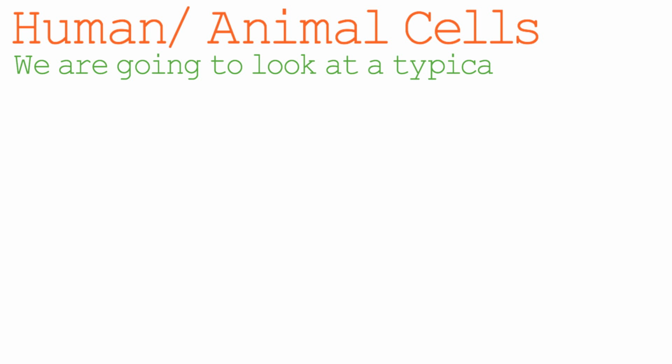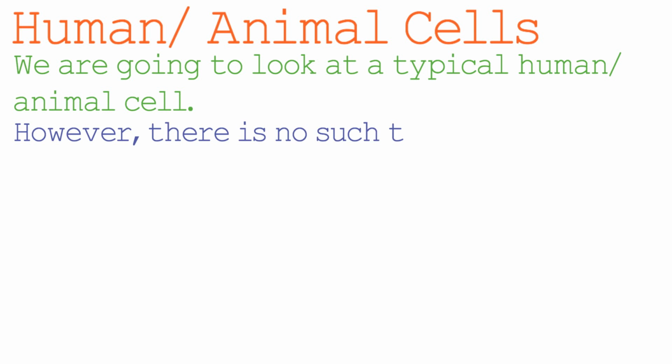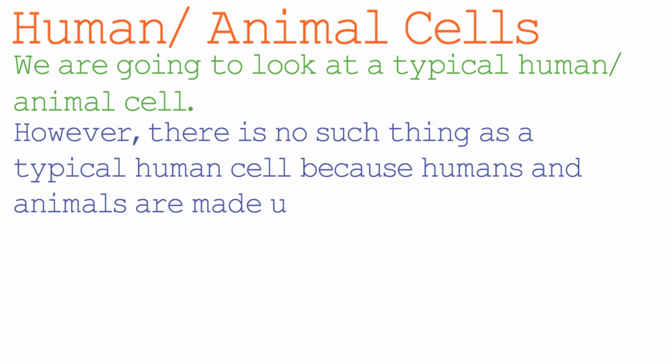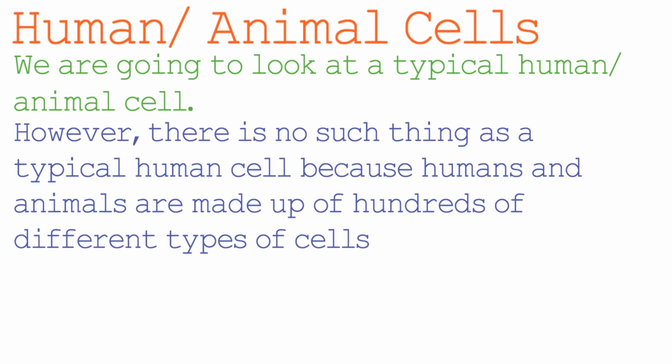We are going to be looking at a typical human/animal cell to see what components we would expect to find there. However, there is no such thing as a typical human or animal cell because humans and animals are made up of hundreds of different types of cells. Examples of human cells are blood cells, both white and red blood cells, bone cells, nerve cells, muscle cells, and there are many more cells in the human body.